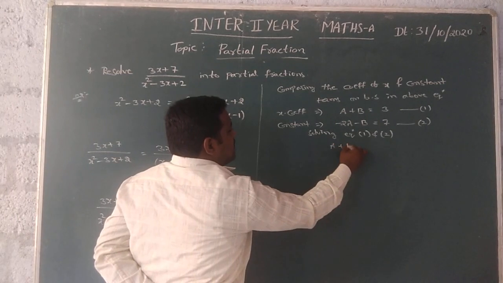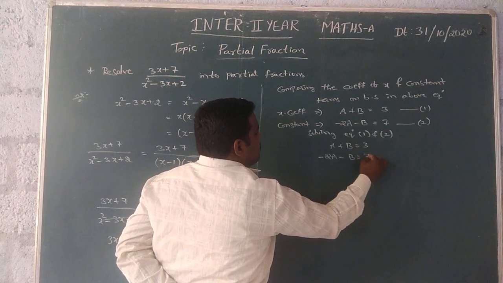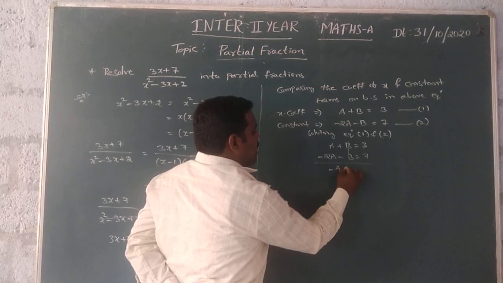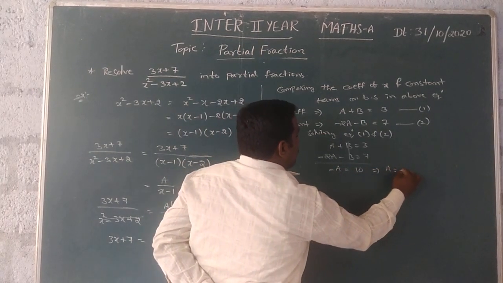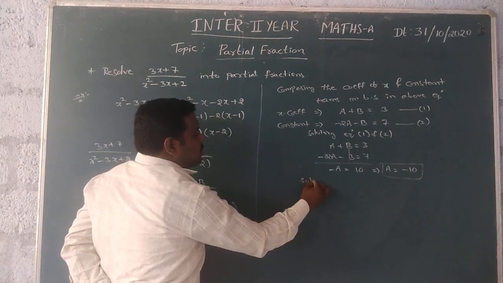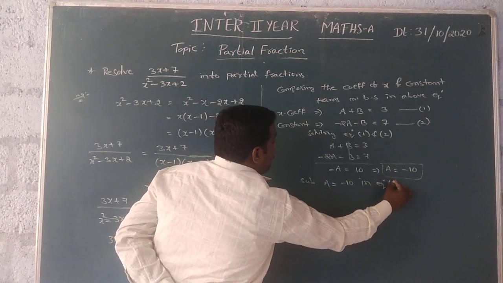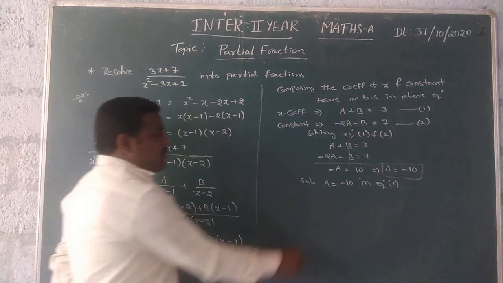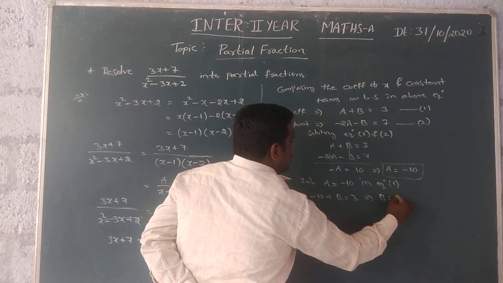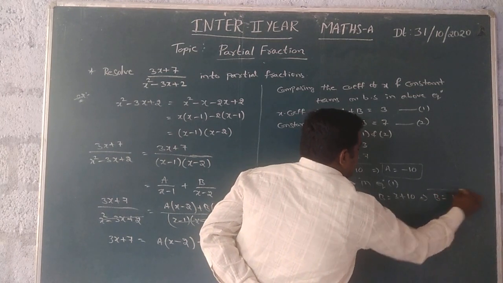So A plus B is equal to 3, minus 2A minus B is equal to 7. Adding these two equations, A minus 2A is minus A is equal to 10, meaning A is equal to minus 10. Substitute A is equal to minus 10 in equation 1 to get the value of B. So minus 10 plus B is equal to 3, which implies B is equal to 3 plus 10, so B is equal to 13.